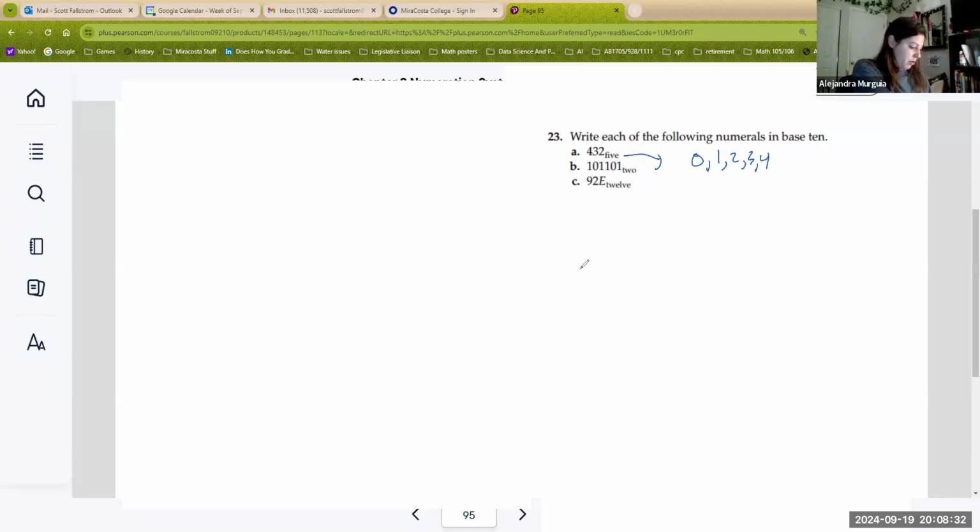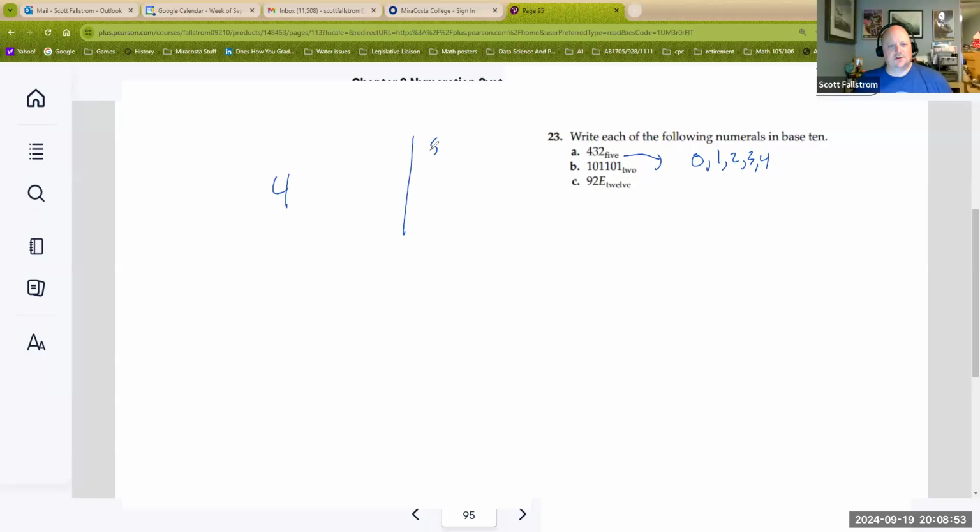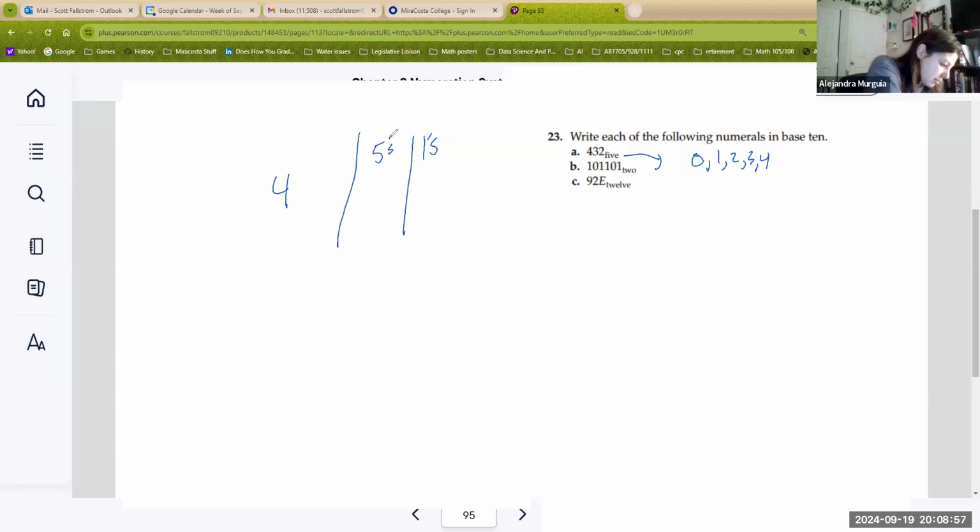I'm going to start from the first digit, which would be 4, left to right. So I need to figure out how many groups of 4 are in this place. But no, wait, I should do the place values first. The first one would be ones. Then it would go to fives. And then it would go to tens, correct?